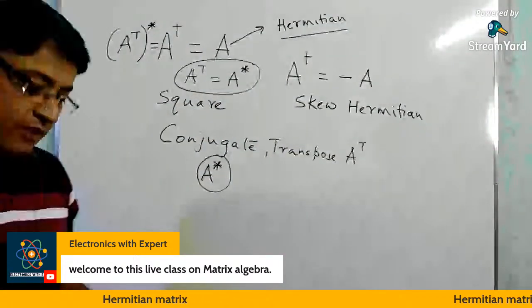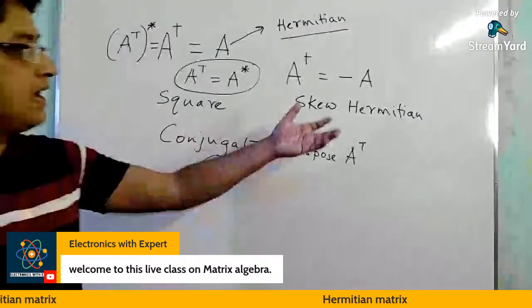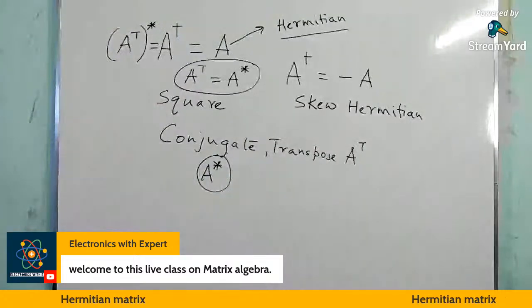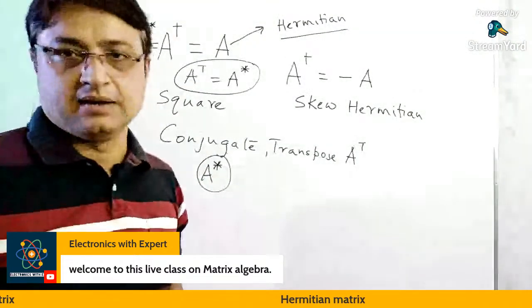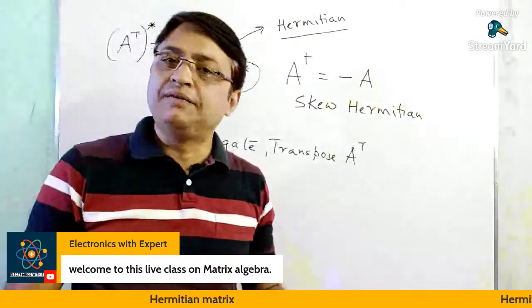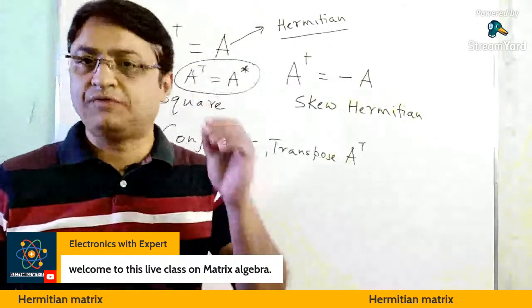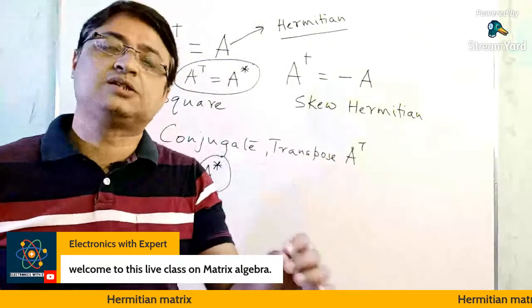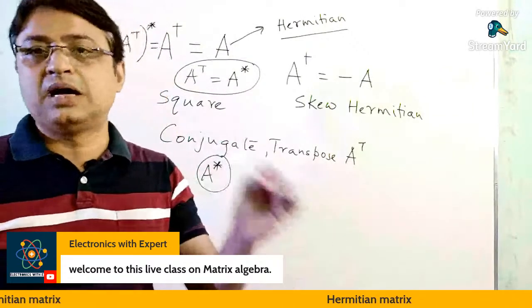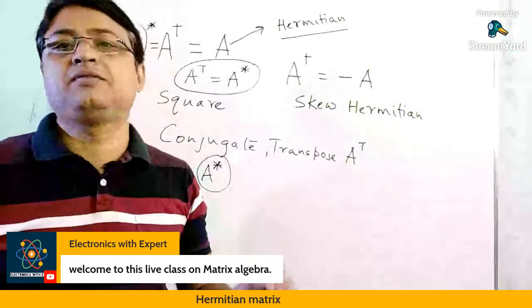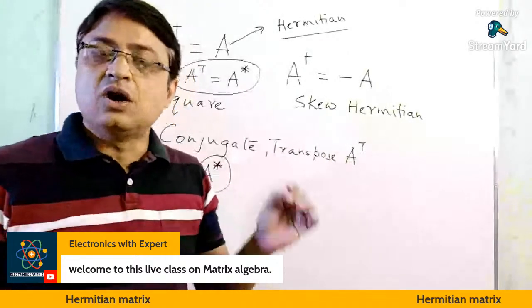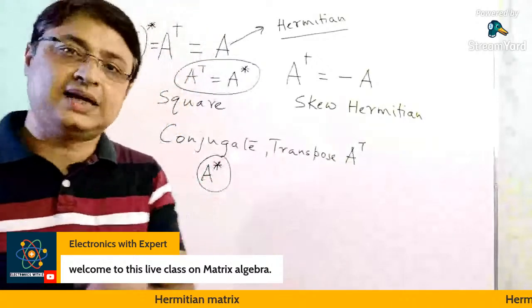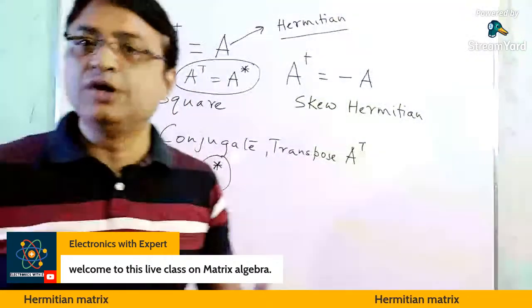Now the same thing happens for a skew Hermitian square matrix. If the matrix is a real one, then A transpose equals minus A star. So this is the definition of a Hermitian matrix. Actually you have to remember the general form: whenever A dagger, that is the conjugate transpose of A, coincides with the original matrix A, then the matrix is known as a Hermitian matrix. Or if the conjugate transpose of A coincides with minus A, then the matrix is a skew Hermitian matrix.